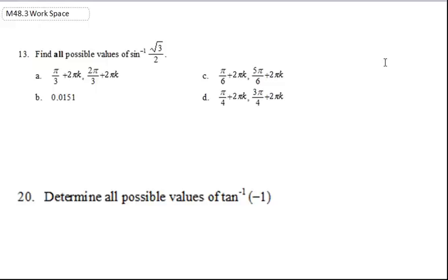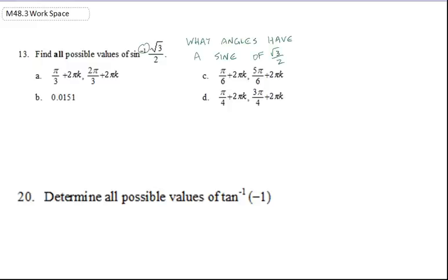Okay, here we're going to go over numbers 13 and 20 from Formative 7a. This will help you with inverse trigonometry, recognized by standard M48.3. One of the biggest pieces is making sure you understand what this question is asking when you see this exponent of -1 next to the sine. This question is asking what angles have a sine of radical 3 over 2.